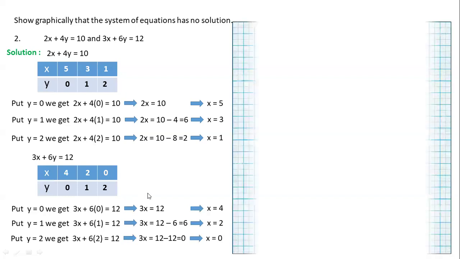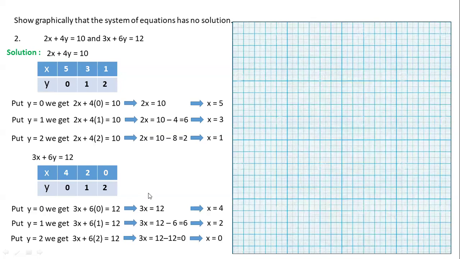Now let's take the graph sheet. Again, we draw the horizontal line here, which is the x-axis, and the vertical line, the y-axis. Okay? Then let's number it. 1, 2, 3, 4, 5. Negative 1, 2, 3, 4. Up 1, 2, 3, 4. Bottom minus 1, minus 2, minus 3.